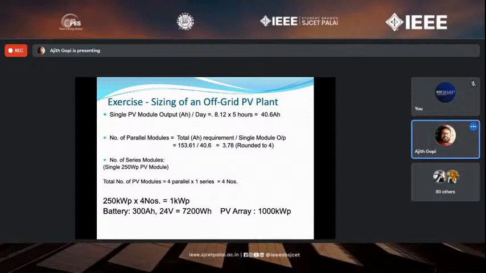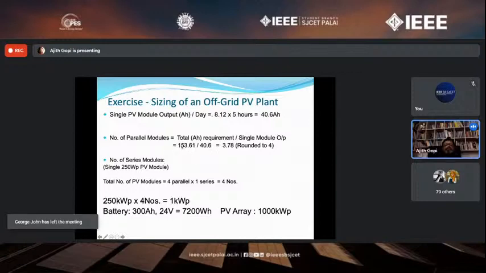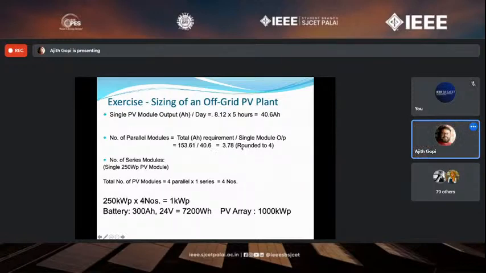Or if you take Y3, you will take 4 hours. So I took 5 hours because I live in Trivandrum. So I divide this single module output. So 153, the total ampere hour required, by single, I will get 3.7. I rounded it to 4. So this is the number of parallel modules.